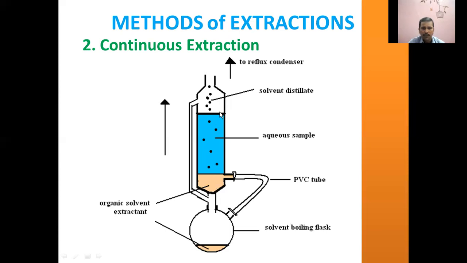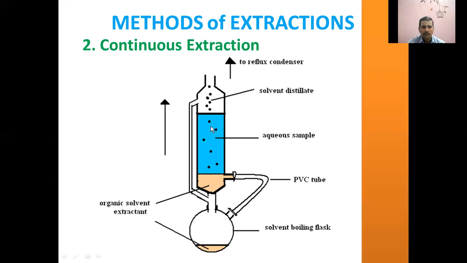Once the liquid level is increased, let us open this tap. And this tap, sometimes it will be open, sometimes it will be closed. When the stopper is closed, we will open that stopper once the liquid level is raised. We should not allow the liquid level here to rise above this, because if the liquid level is raised, the aqueous layer will also come into the solvent reservoir. So you must be very careful.